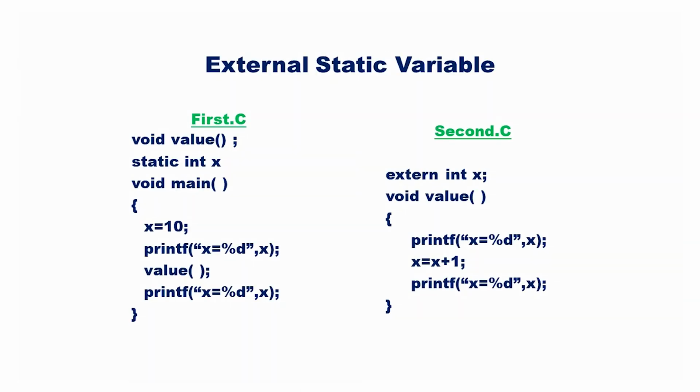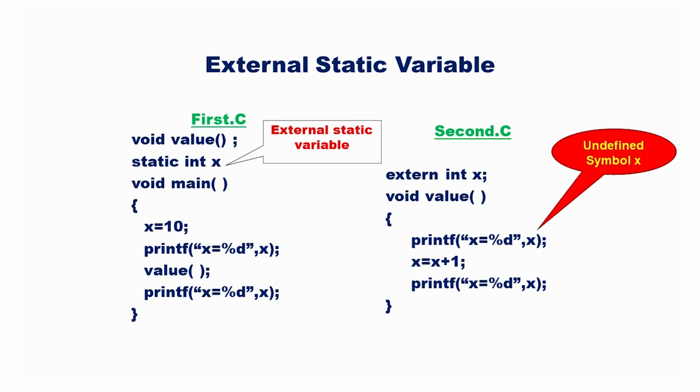A static variable can be declared as external variable. However, the variable is not accessible by functions in other files with the use of keyword extern. Here x is declared as external static variable in first.c. It is not available in second.c.